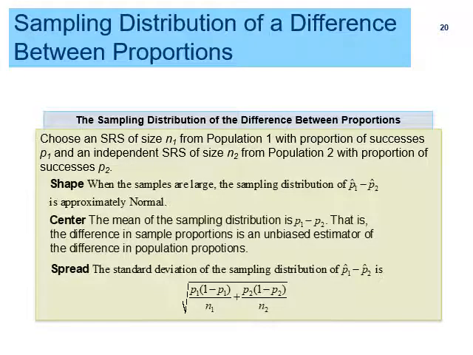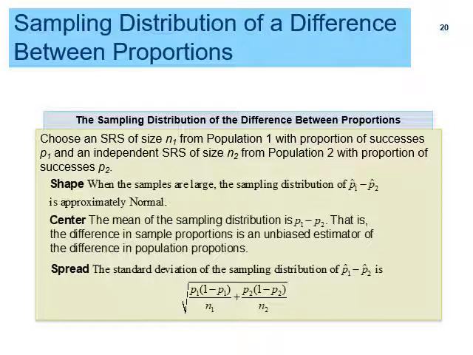Now, from the sampling distribution of the difference between proportions, choose an SRS of size N1 from population 1 with proportion of success P1, and an independent SRS of size N2 from population 2 with proportion of success P2. For the shape, when the samples are large, the sampling distribution is approximately normal. And for the center, the mean of the sampling distribution is P1 minus P2.